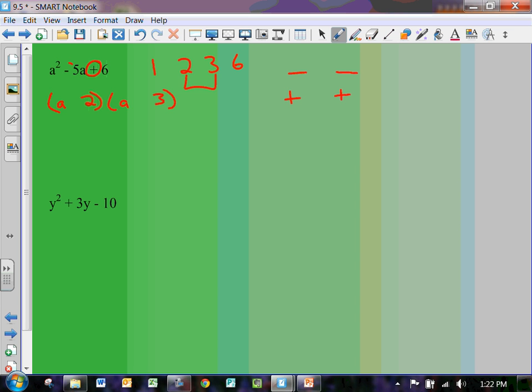Then we look at our sign here, that's a minus. So that means we're going to choose minus. So minus minus. We've got that done. Now we just have to see if it's correct.